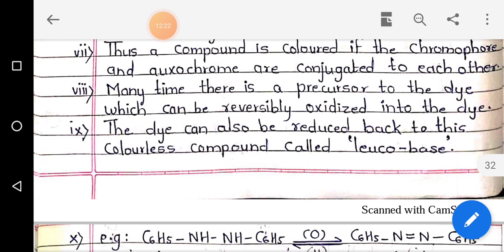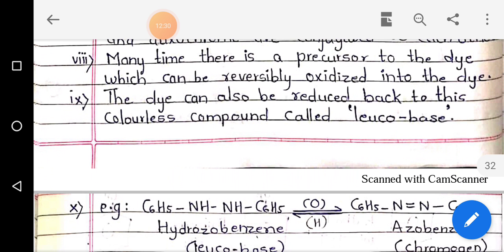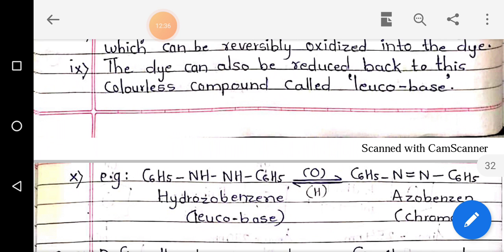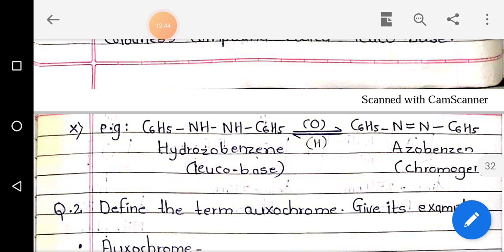Many times there is a precursor to the dye which can be reversibly oxidized into the dye. The dye can also be reduced back to a colorless compound called a leucobase. So we have studied the leucobase also. If it is colorless, it is a leucobase. An example is hydrazobenzene, which is a leucobase and non-colored. Azobenzene formation gives a colored compound. So this is all about the structures and how they impart color to compounds.